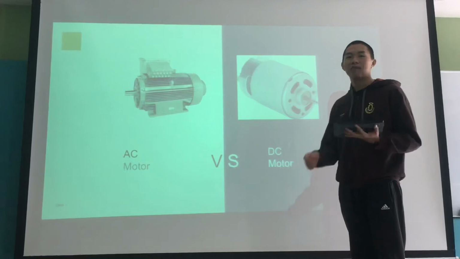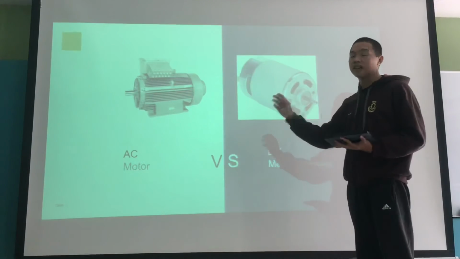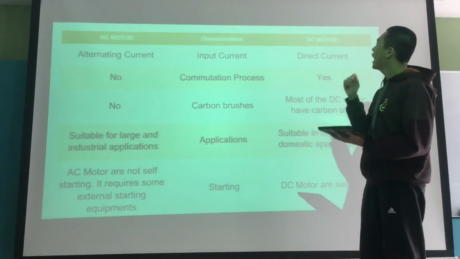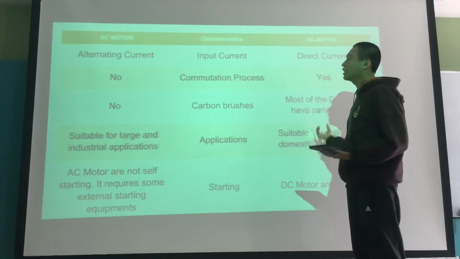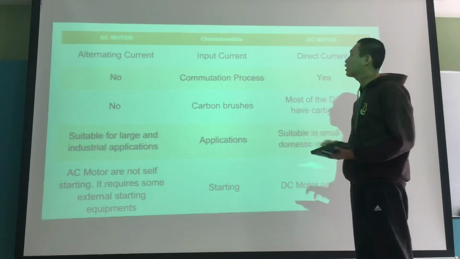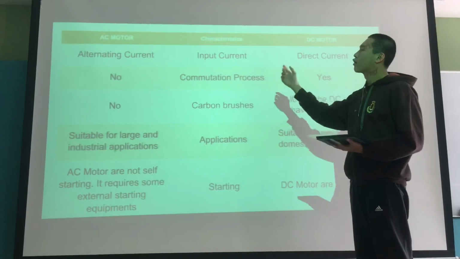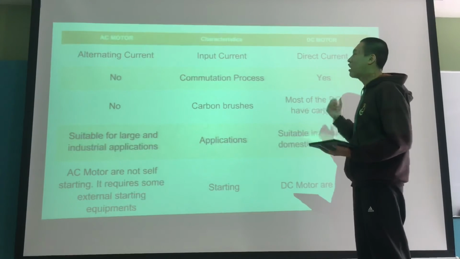Hi, I'm Zhan Hui. I'm going to talk about the difference between the AC motor and DC motor. So we differentiate them by their characteristics. The first and most important thing is input current. The AC motor is powered by alternating current, and the DC motor by direct current.